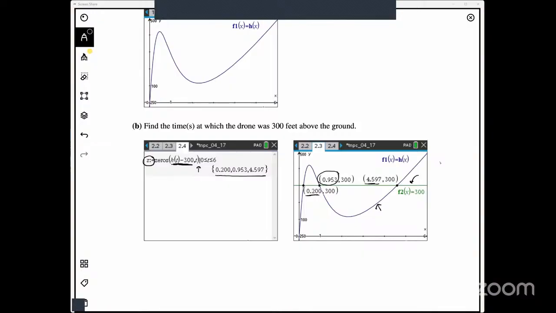So look, technology tips for exam success. One of the things you need to be able to do is to graph a function, making sure you see all the important features. Another thing you may have to do is to solve a function equal to a value. And this is a way to do it with the built-in command zeros, or on the graph screen. There's more here.